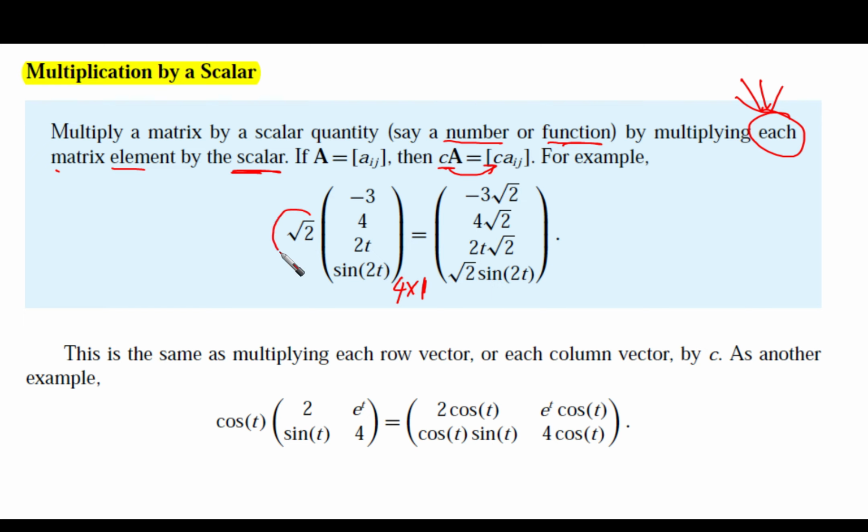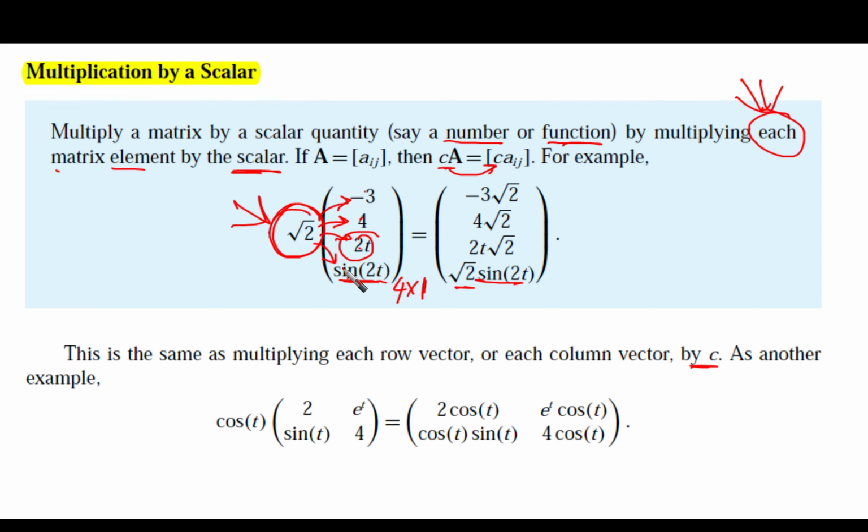If we multiply it by the radical square root of 2, then each element here is going to be multiplied by the same scalar quantity. So we're going to have in the first element minus 3 radical 2, 4 radical 2, 2t, even though it's a function here, square root of 2, and then sine 2t. It is multiplied by the same scalar value. This is the same as multiplying each row vector or each column vector by c.